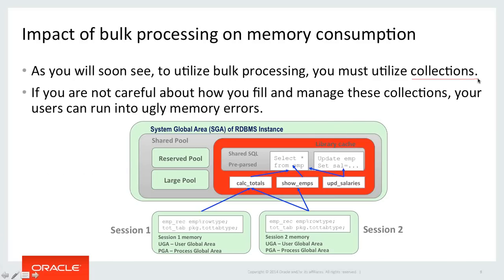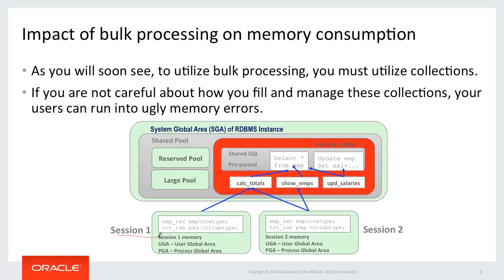The problem, though, is that when you utilize collections and you're not careful about how you do that, you can end up having the users end up with ugly memory errors, running out of memory in your session. To understand why that can happen, and then we'll talk about how you can manage some of those memory issues, let's take a look at a very simplified map of runtime memory in the Oracle database. Every time Oracle or a DBA starts up a database instance, Oracle grabs a chunk of memory called the system global area, or shared global area. It's essentially an enormous cache, and the idea here is that data stored inside the SGA can potentially be shared across multiple sessions connected to the Oracle database.